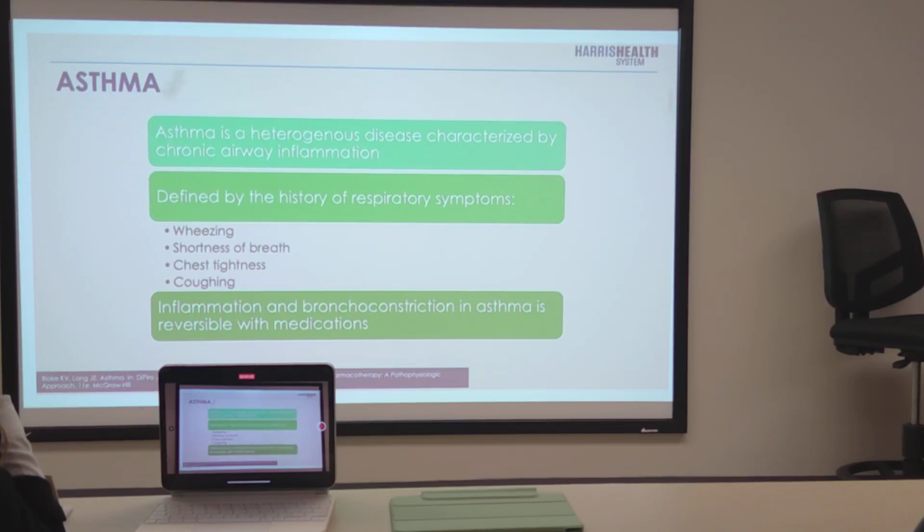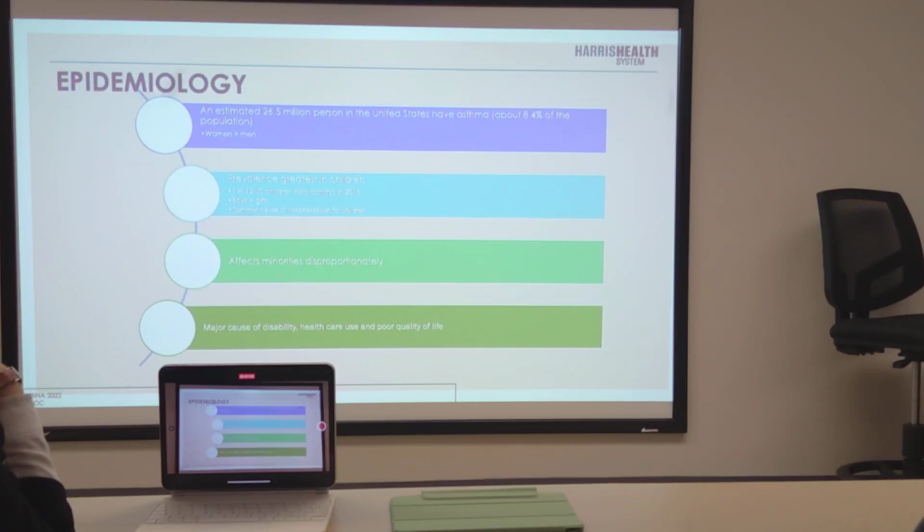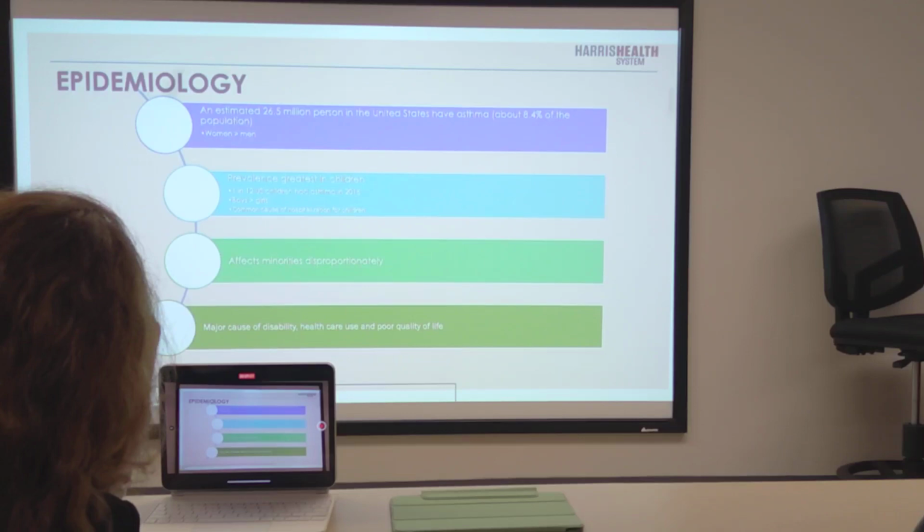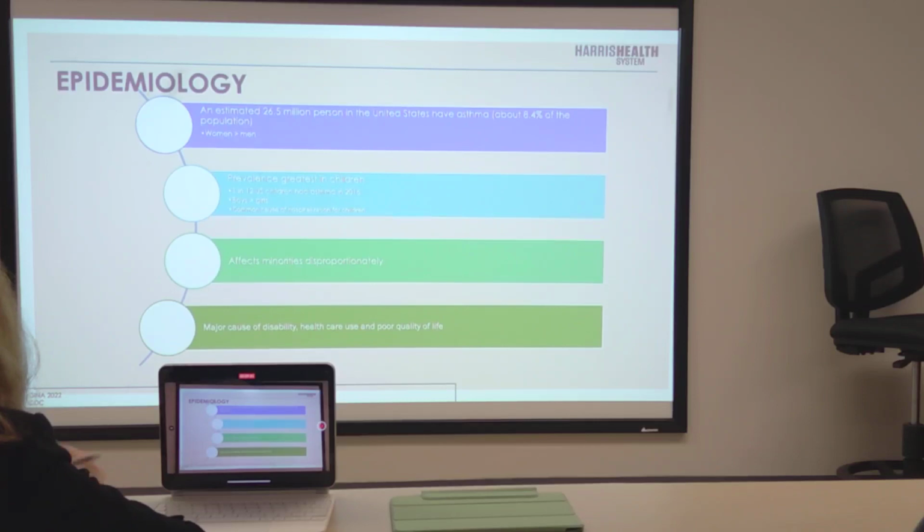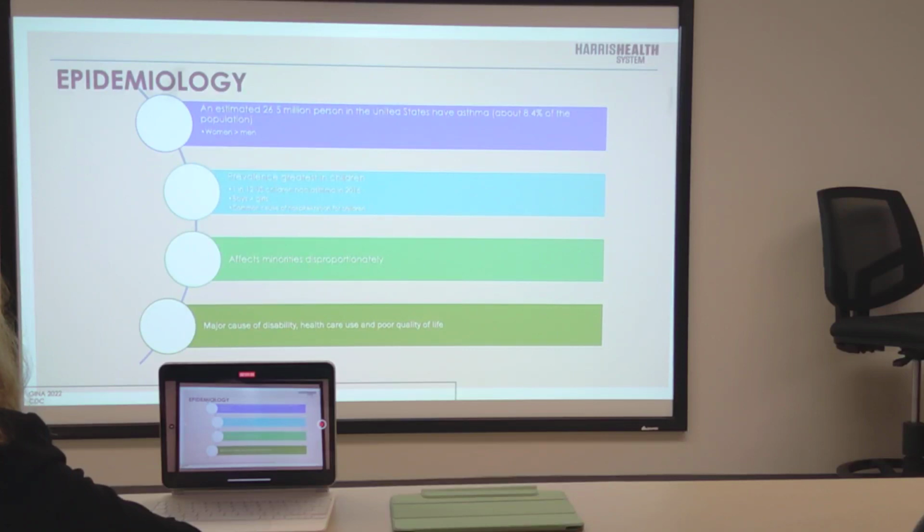So the epidemiology of asthma: it's estimated to be in about 26.5 million people in the United States, so that's about 8.5% of our U.S. population. It is more common in women versus men when it comes to adults. However, this is also a prevalent childhood disease. The difference here in children is that it is more common in boys versus girls. And this is also a common disease that hospitalizes a lot of our adolescents or children.